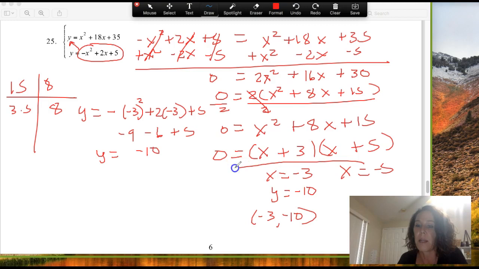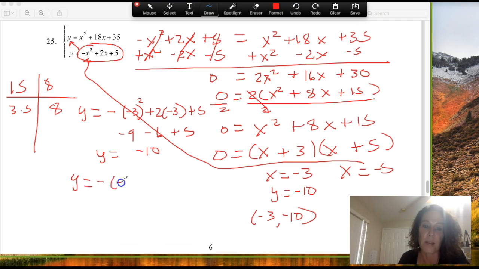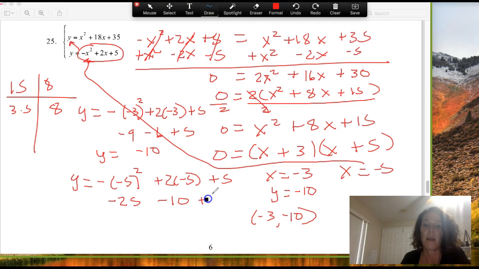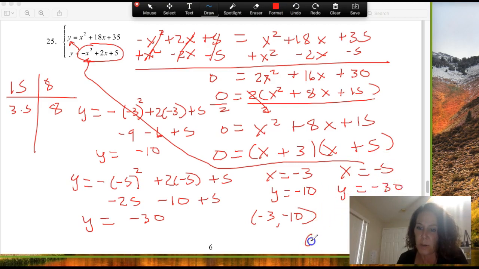Now go ahead and plug this in here, and I'm going to get y equals negative, and then negative 5 squared. It's a double negative there. Plus 2 times negative 5 plus 5. So negative 5 squared is 25. 25 times the negative is negative 25. Then this gives me negative 10 plus 5. Negative 25, negative 10 is negative 35. Plus 5 gives me negative 30. So y will be negative 30 when x is negative 5. And that ordered pair, I'm going to squish it down here, would be negative 5, comma, negative 30. And there are the 2 points where these two parabolas intersect.